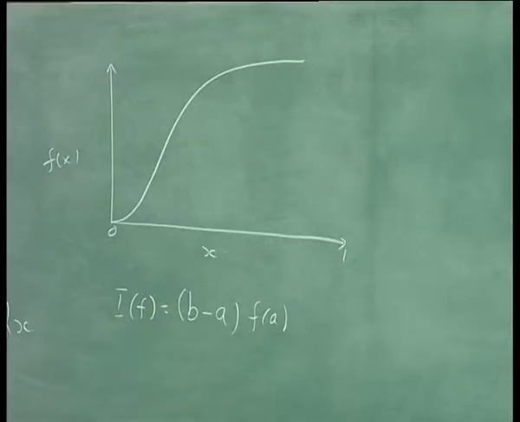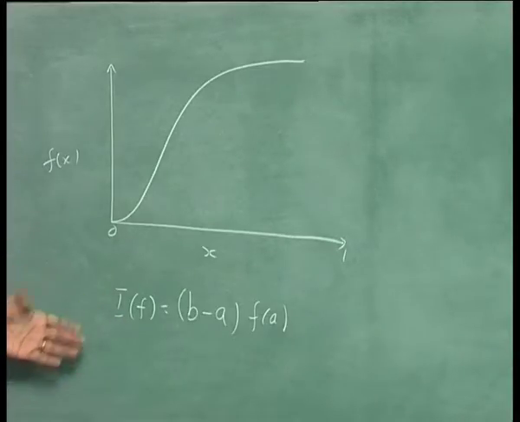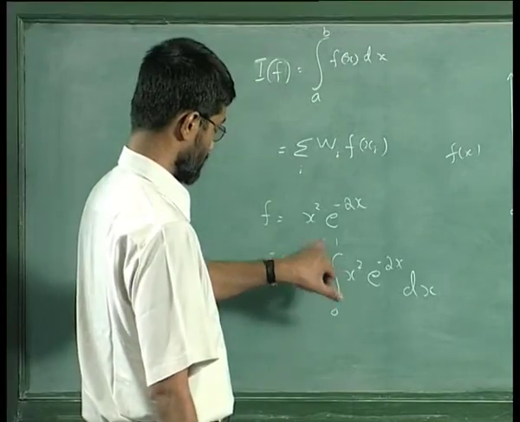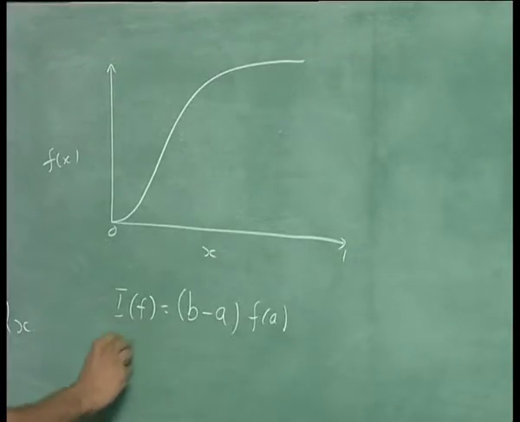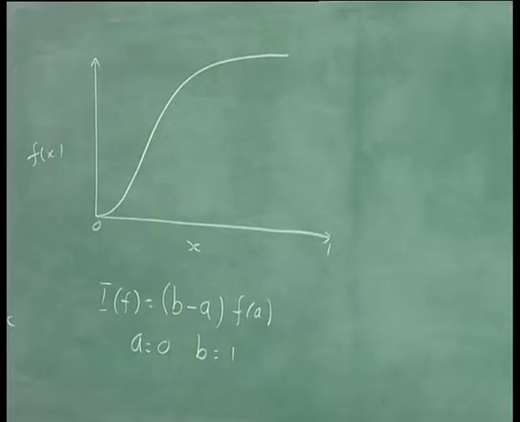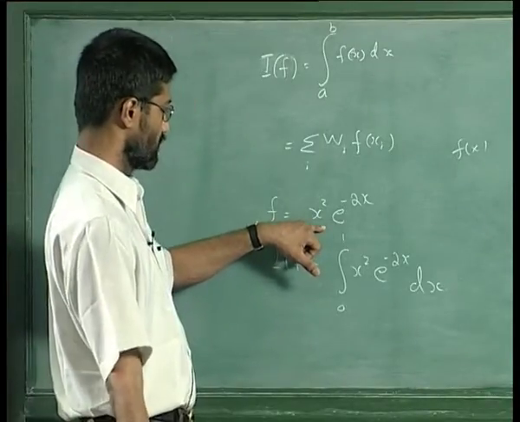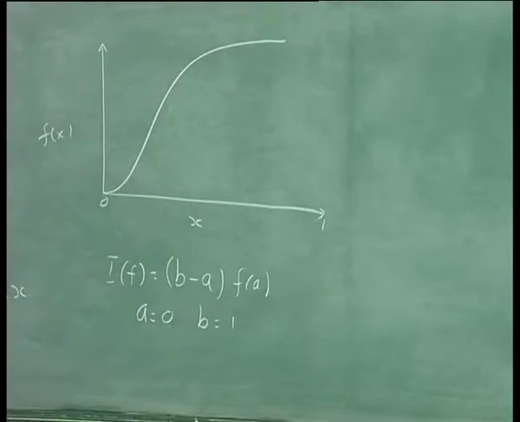So f of a is 0 here. If you evaluate only at this point and then take this integral, you will obviously get a completely wrong answer. This integral will be 0, right? Because the function is this. Our interval is now a is 0 and b is 1. So if I evaluate this function at x equal to a, it is going to give 0. So we are obviously getting a wrong answer, and we know the area under this curve is not 0.